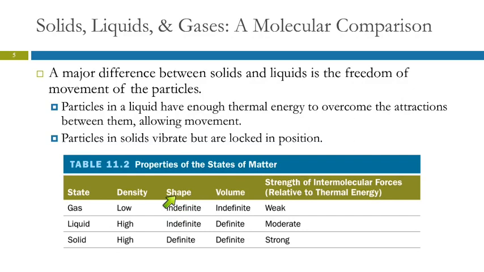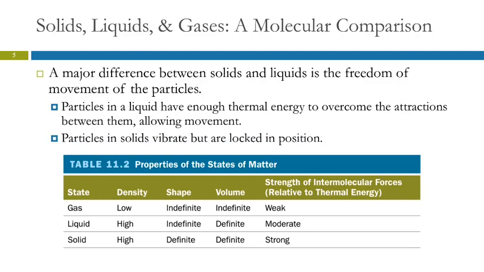So we've got an indefinite shape for a liquid because the particles move. In a gas, we also have indefinite shape. In a solid, there's a definite shape, meaning that when you move a solid object from one container to another, it does not change shape. It retains its shape. Its shape is definite. Whereas a liquid or a gas will change its shape when it's moved to a different shaped container. The volume of liquids and solids is definite, meaning that doesn't change. The liquid will change shape, but its volume remains the same.